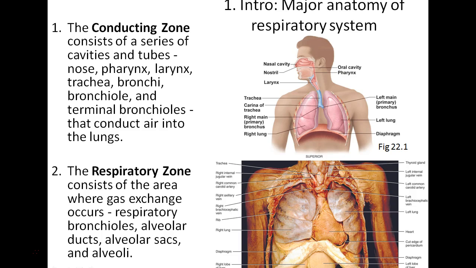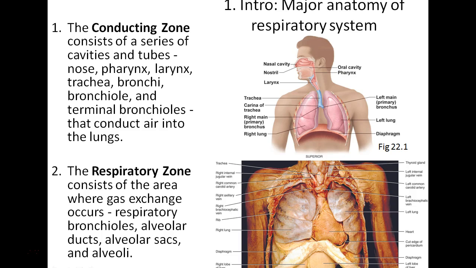Again, we're just starting out with some general overviews of this respiratory system. We have two general zones. We have a conducting zone, and then we have a respiratory zone. This conducting zone is going to be a series of cavities or tubes, so to speak. Things like the nose, pharynx, larynx, bronchioles, etc. Those all have the purpose of conducting air into those lungs.